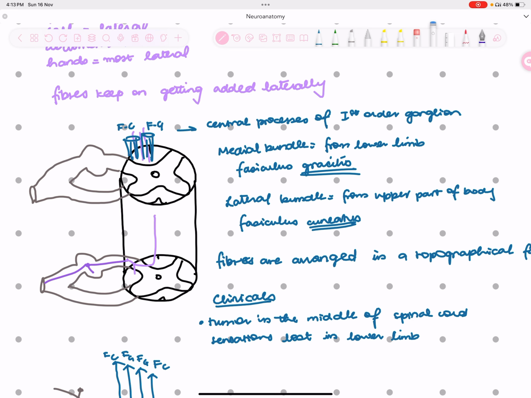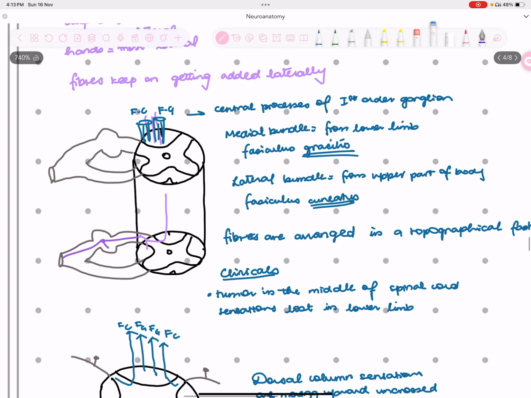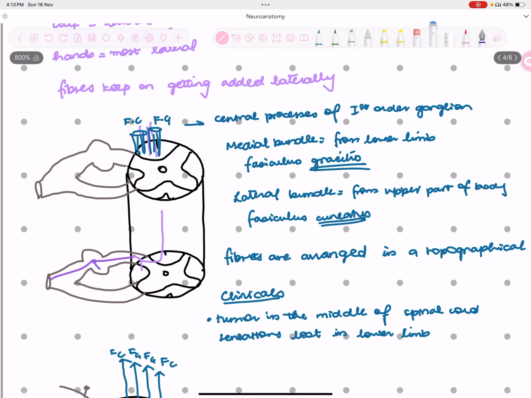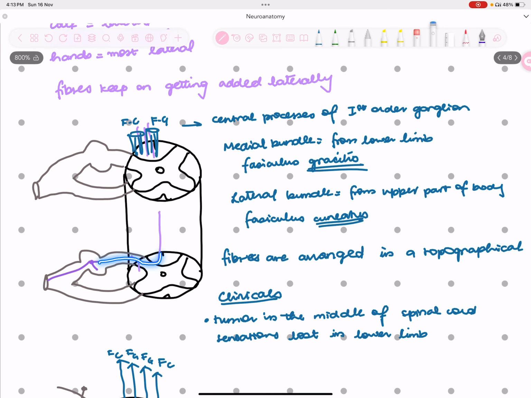is going, okay, wait, I think I've made a mistake here. It's not going to terminate here. I made a mistake about the first order neuron. I'm really sorry. Instead, it's directly going to go to the dorsal gray horn and then the dorsal white column, and it's going to go and terminate at the nucleus gracilis and nucleus cuneatus. So that's where the central process of the first order ganglion is going to terminate, right?